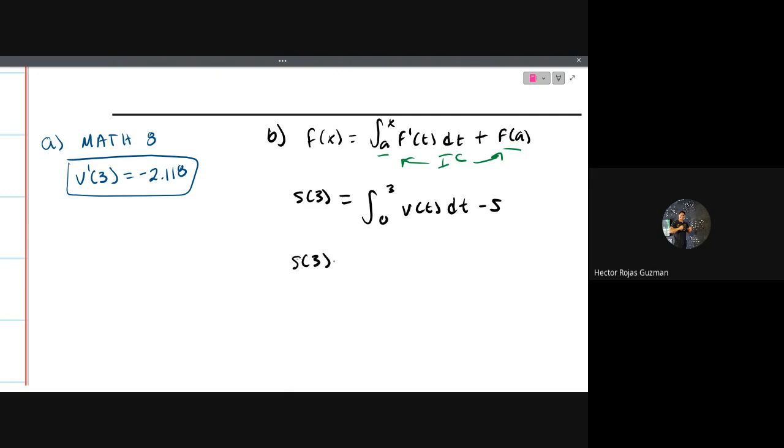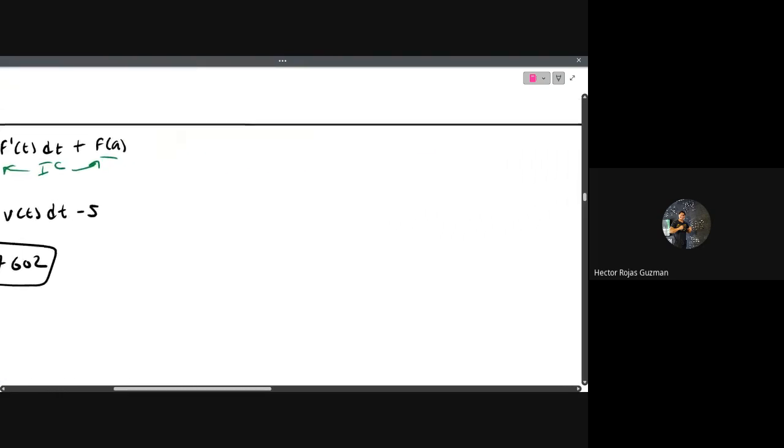And practice typing it in the calculator. This is going to be -1.7602. Maybe write a little sentence, a little blurb about what this means: that whenever t is equal to 3, the position of the particle is -1.7602. But I'm moving on.